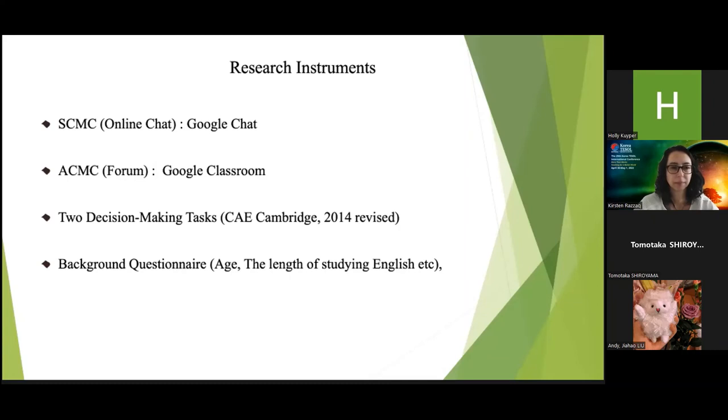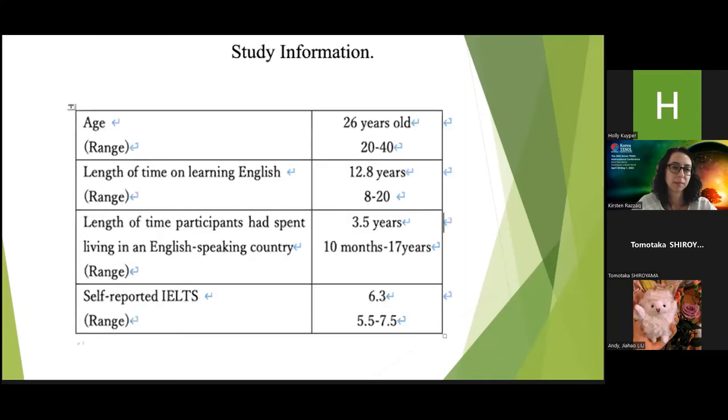Then the background questions include age, the length of studying, and a self-reported English proficiency test. For the participant information, I focus on postgraduate and undergraduate students. The average age is 26 years old, between ages 20 and 40. The length of learning English is almost 30 years, ranging from 8 to a maximum of 20 years. The length of time participants had spent living in English-speaking countries averages 3.5 years, with a minimum of 10 months and a maximum of 70 years.